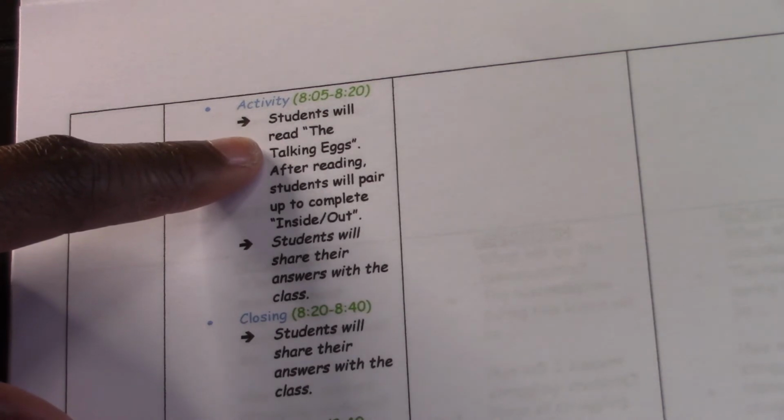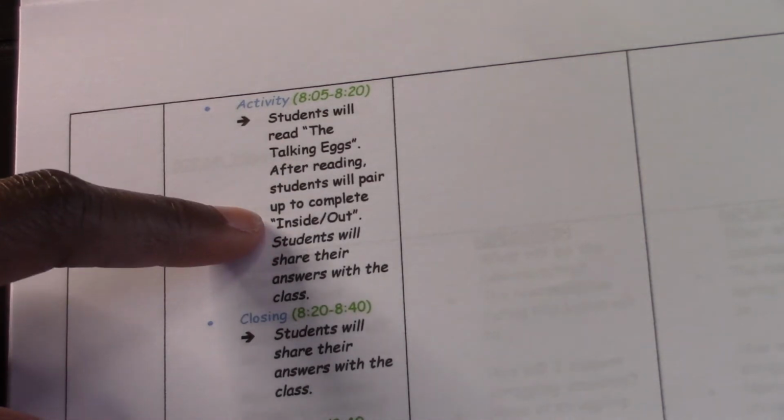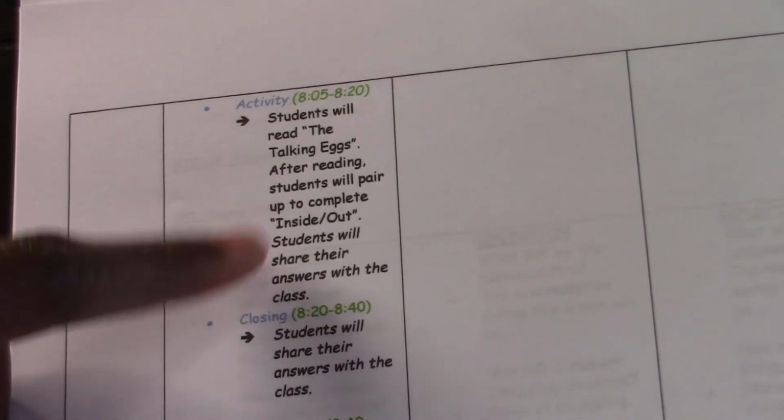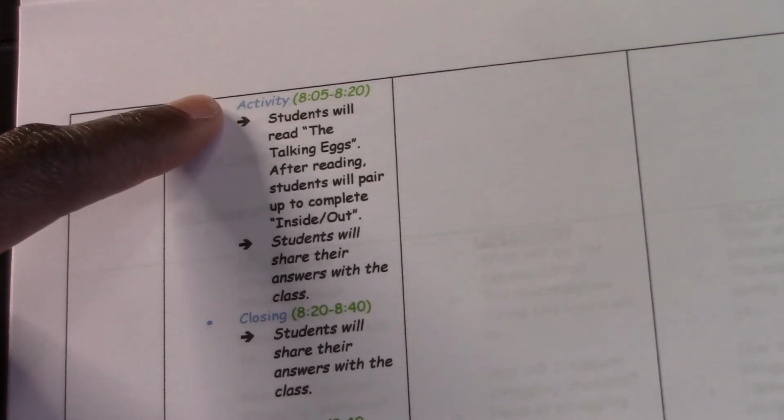Students will read The Talking Egg. After reading, students will pair up to complete Inside Out. So here I know what text I need to have. I know what activity I need to have. It says students will share their answers with the class. So this also identifies how I'm going to wrap up the activity. The activity should not take long.